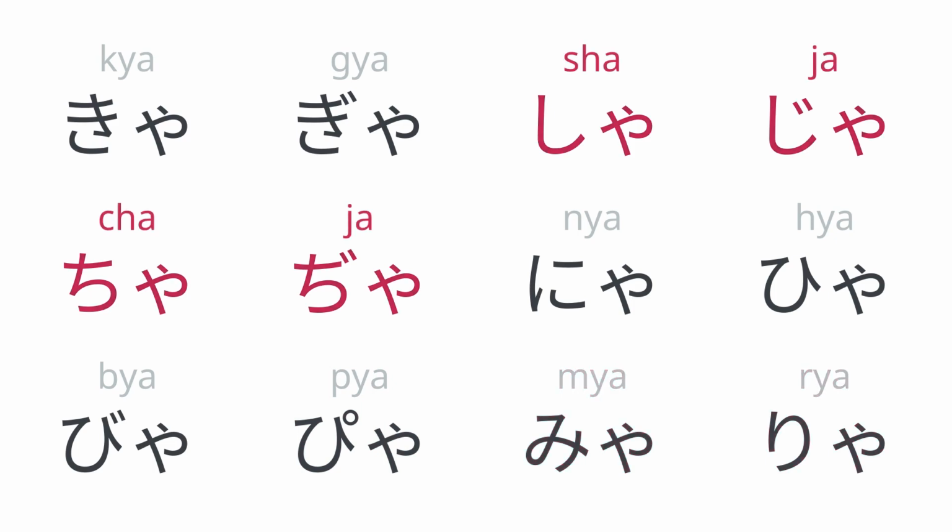Note that when we Romanize these combinations, we don't include a y after sh, ch, or j. This is because these letters naturally create a y sound when combined with a vowel.